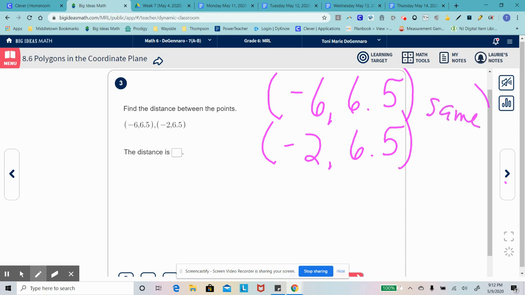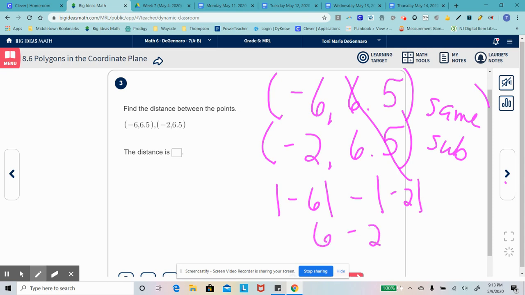So the same quadrant means that we are going to subtract. That was my fault. Okay, so we are going to cross these off, and we are going to do the absolute value of -6, and we're going to subtract from it the absolute value of -2. And then 6 minus 2, which gives us 4. Okay, so that is for number 3.